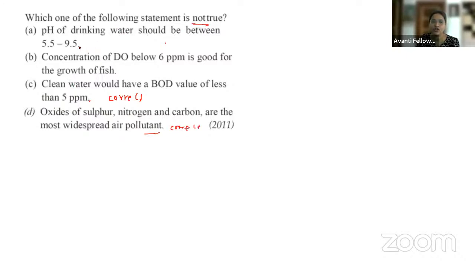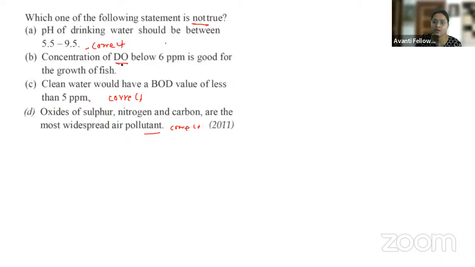The pH of drinking water should be between 5.5 and 9.5. So what should be the pH of drinking water? This is the correct criterion. Yes, is this correct or not correct? The pH of drinking water should be between 5.5 and 9.5. This is again correct.